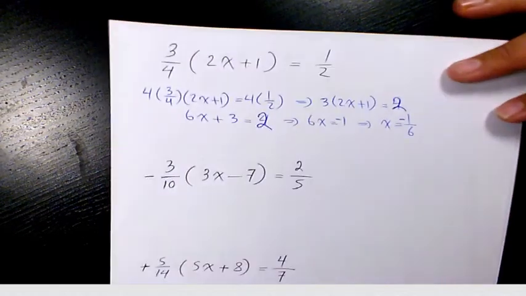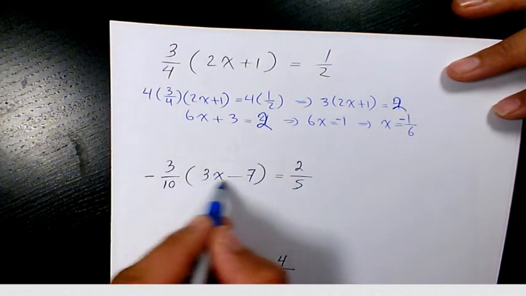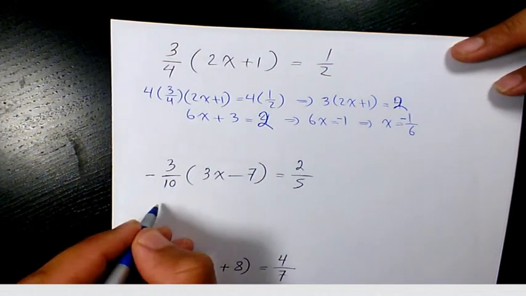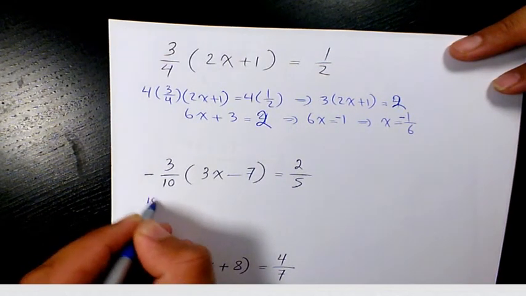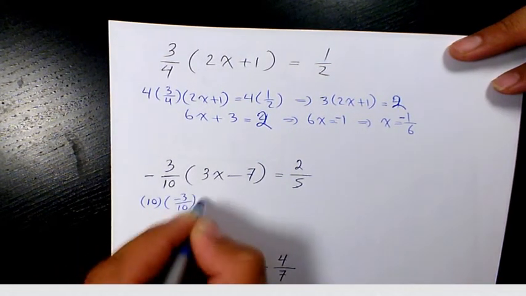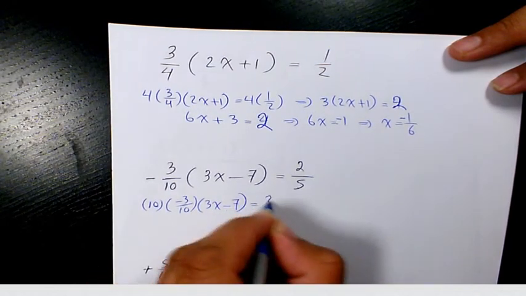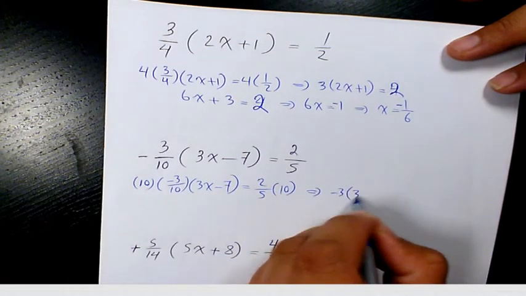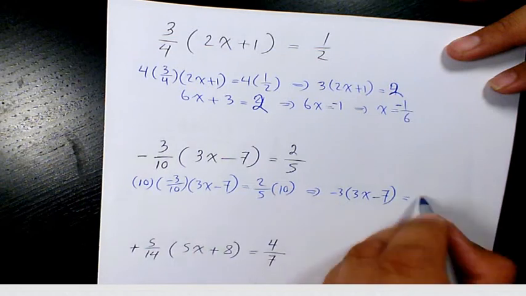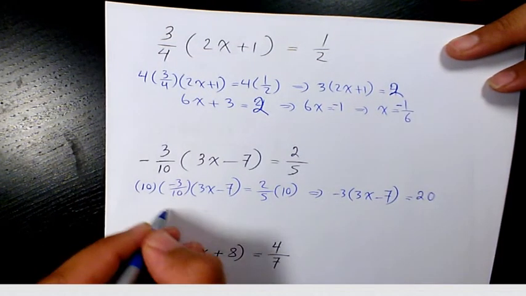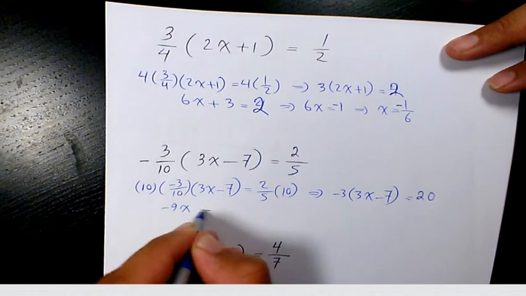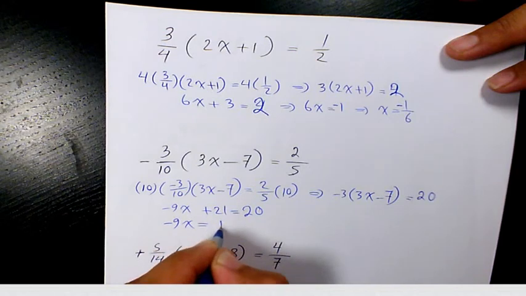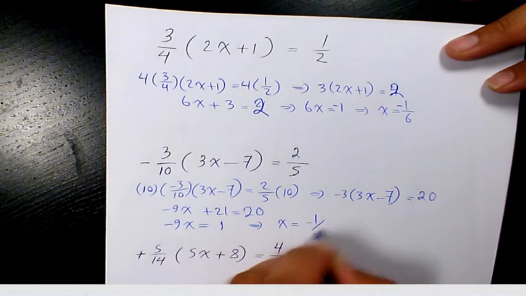Negative 1 over 6. So now, negative 3 over 10 times 3x minus 7 equals 2 over 5. So what I can do is multiply both sides by 10. So 10 times negative 3 divided by 10, 3x minus 7 equals 2 divided by 5 times 10. So 10 and 10 cancel out. I have negative 3 times 3x minus 7. 10 times 2 is going to be 20. So when you expand it, negative 3 times 3x is going to be negative 9x plus 21 equals 20. So negative 9x equals 20 minus 21, which is negative 1. So x will be 1 over 9.